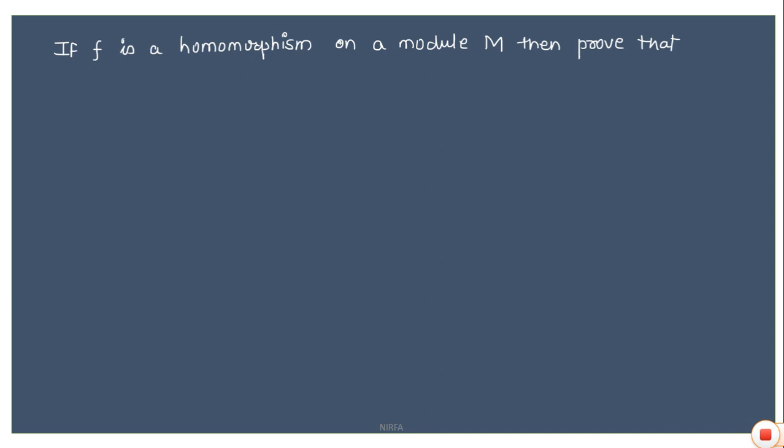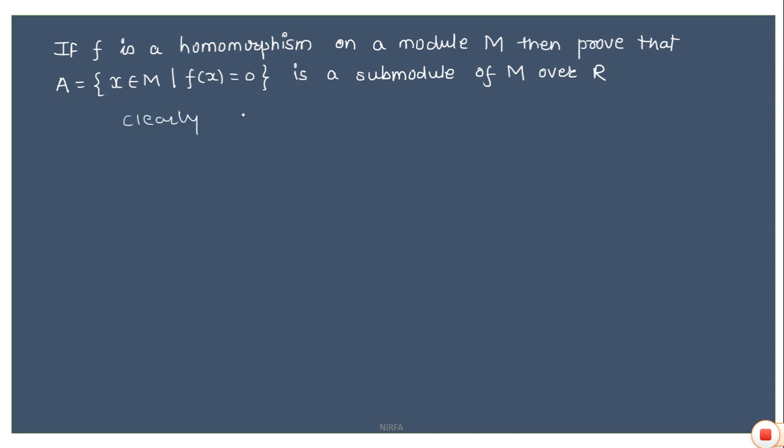Now using this definition, we have to solve one example. If f is a homomorphism on a module M, then prove that the set A containing those elements from the module M whose image under the function f is 0 is a submodule of M. Now, to become a submodule of M, A must be a subset of M, and we know that clearly all the elements of A are coming from M. Therefore, clearly we can say that A is a subset of M.